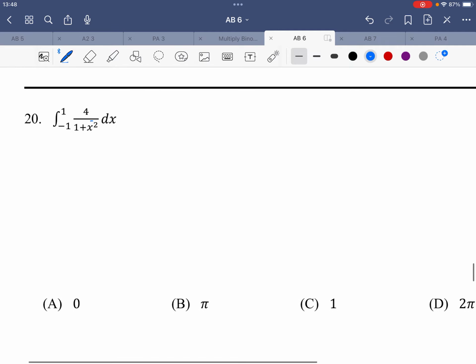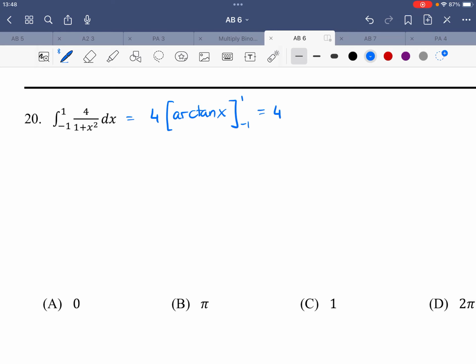Lastly for this one, this looks very much like the arc tangent, so what I'm going to do is pull the 4 out and say that this equals 4 times the arc tangent of x. And I have to evaluate this between negative 1 and 1. Some of you might want to put this here. I like leaving the 4 out there and then distribute if I need to. I feel like it simplifies things, but maybe not.